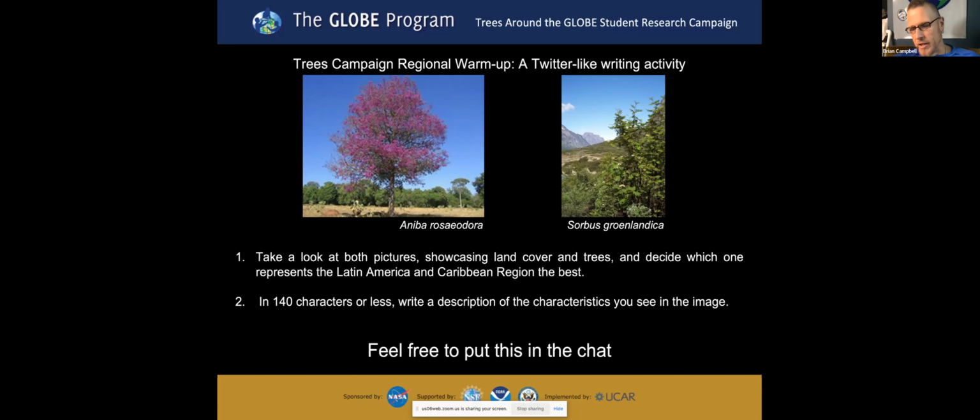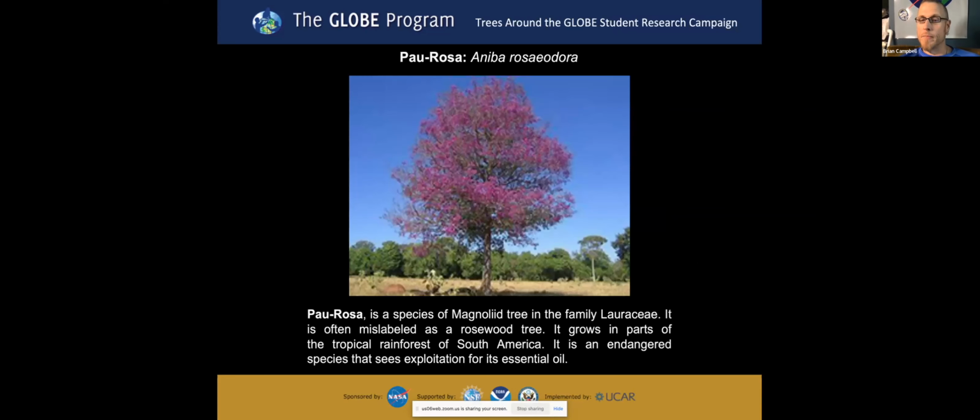All right, so let's move on. It seems like there's a unanimous decision that the Aniba rosaeodora is the one chosen for best representing the Latin American Caribbean region. Okay, that's true. It's a species of magnoliid tree in the family Lauraceae.